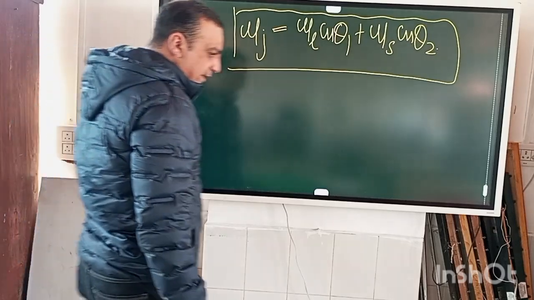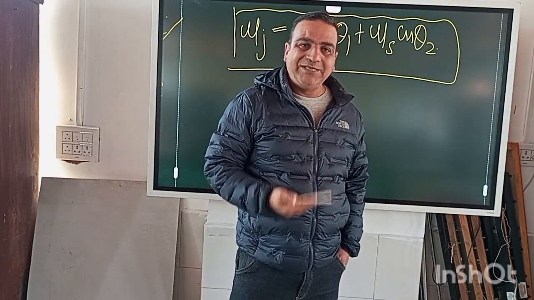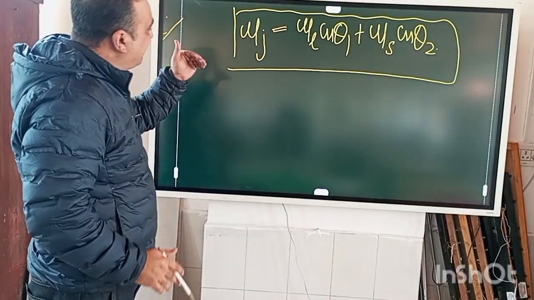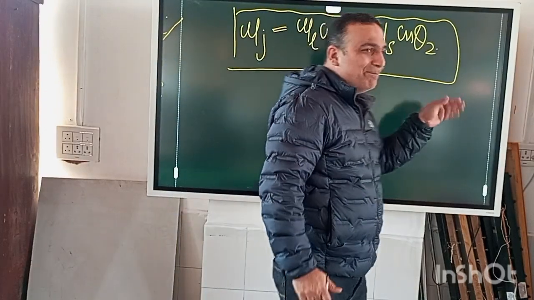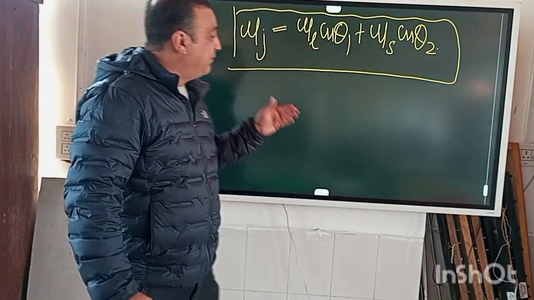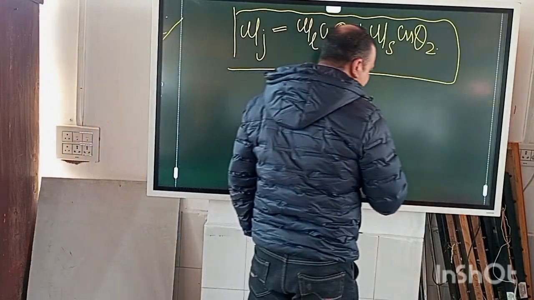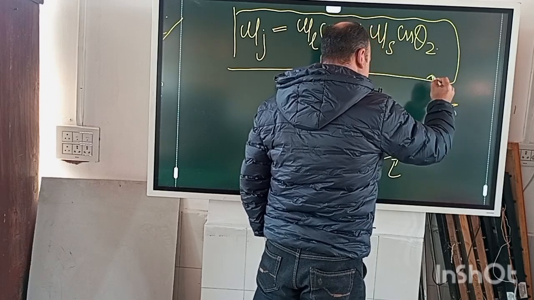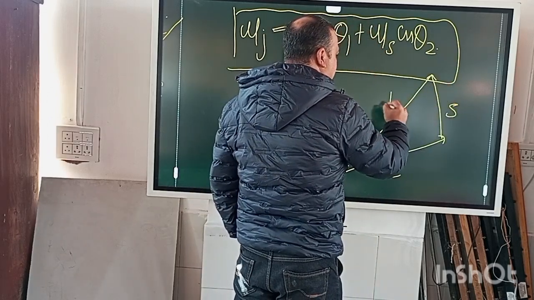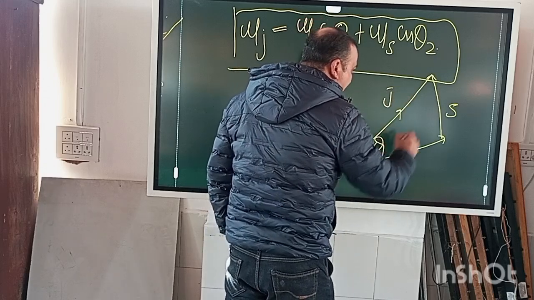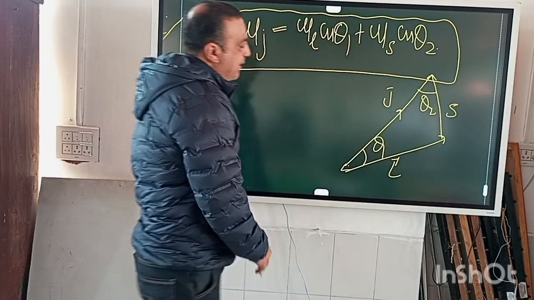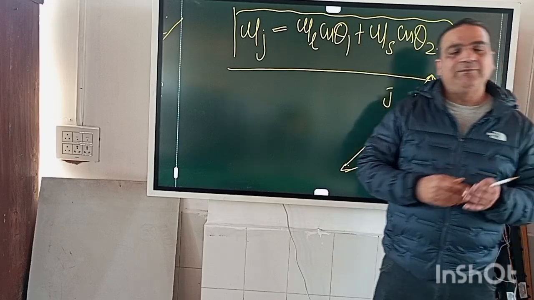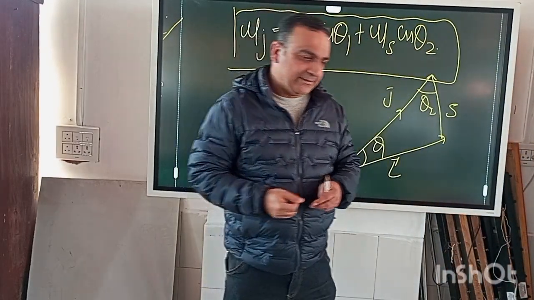So this equation will give me the measure of the magnetic moment whose component is along the J. So you are actually calculating the magnitude of the total magnetic moment with respect to J. So we have a situation like this. This is my L, and this is my S, and this is my J, and this is my θ1, and this is my θ2.